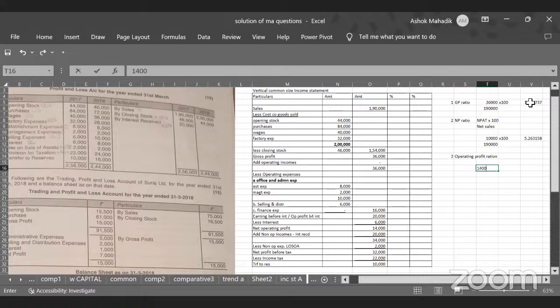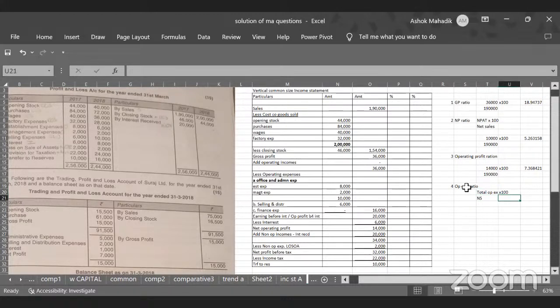So the operating profit is how much? 14,000 upon 1,90,000 into 100, right? Okay, the answer is 7.36%. Then operating expense ratio. Here I'll take the formula as total operating expenses upon net sales into 100.